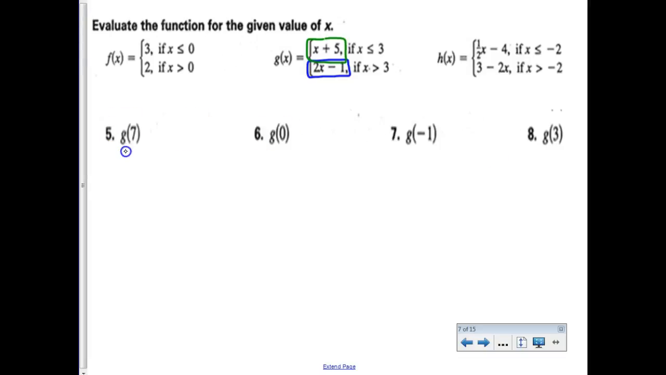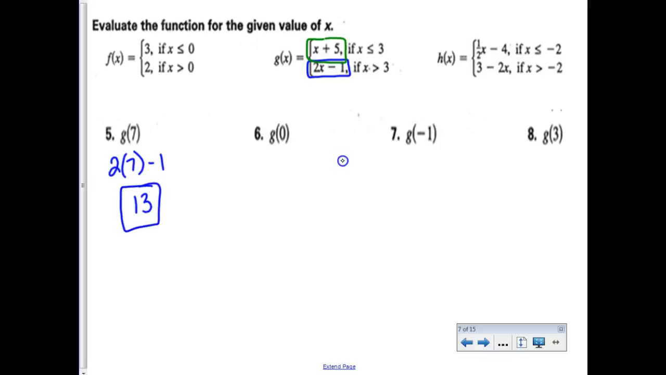So let us talk about the first question, g of 7. Top function or bottom function? Bottom function, because 7 is greater than 3. So this time I will have to do a little bit of math. 2 times 7 minus 1, which is 13.